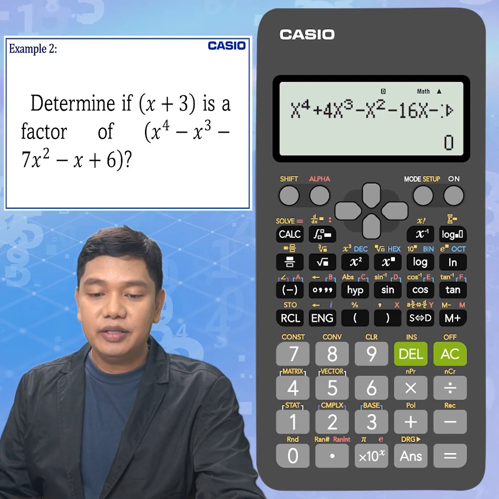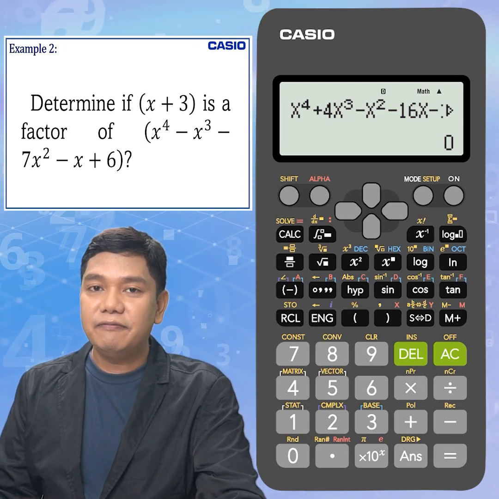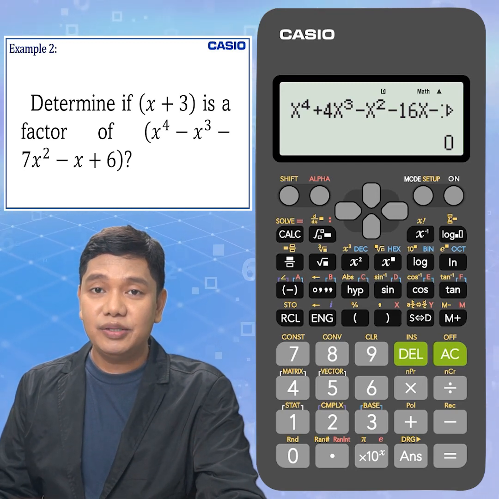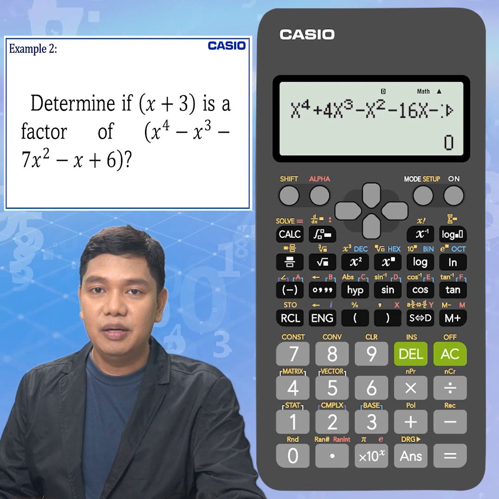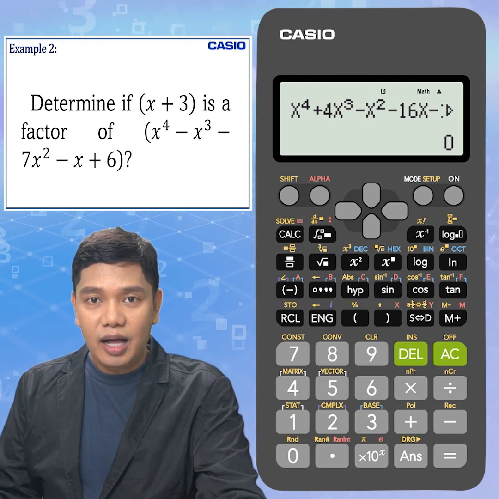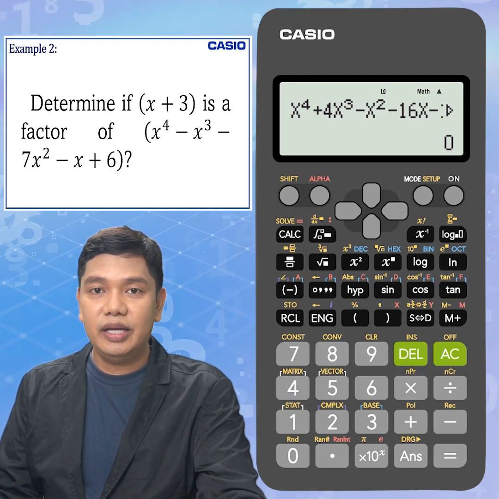And for our last example, let us consider this one. Determine if the binomial x plus 3 is a factor of the polynomial x to the fourth minus x cubed minus 7x squared minus x plus 6. Doing so, we need to input the algebraic expression in our Casio ES Plus calculator.